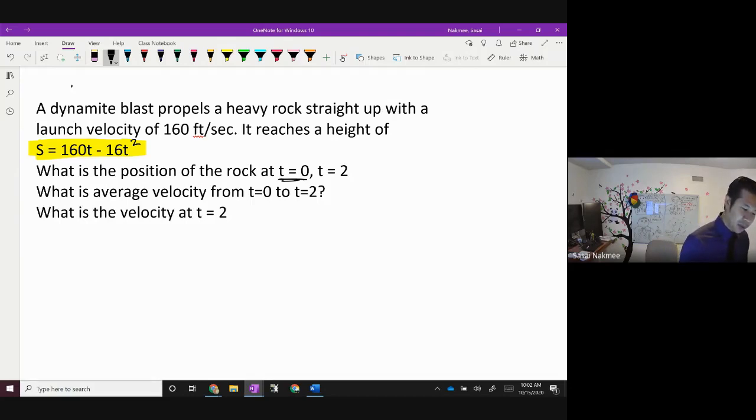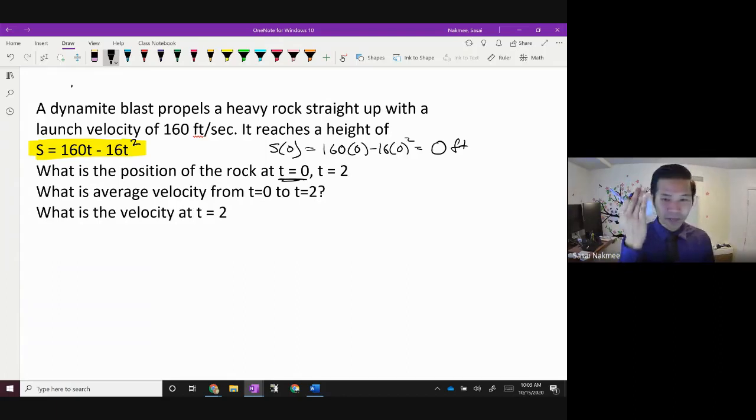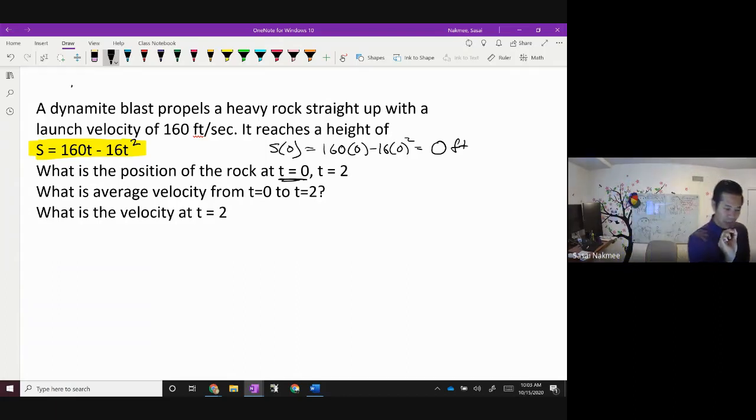So at t equals 0, all I'm saying is go to the s function and plug in 0 wherever you see time. So this would be equal to 160 times 0 minus 16 times 0 squared. And this is going to be equal to, what do you guys think? This times 0 is 0, that times 0 is 0 as well. So the position of this heavy rock at t equals 0 is 0 feet, meaning at t equals 0, this thing has not launched off the ground yet. It's still there.